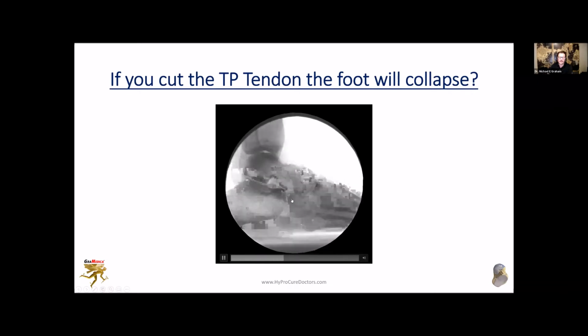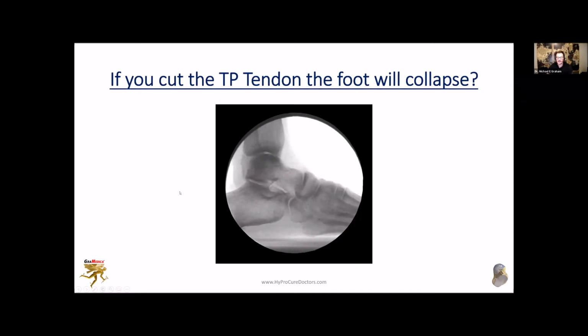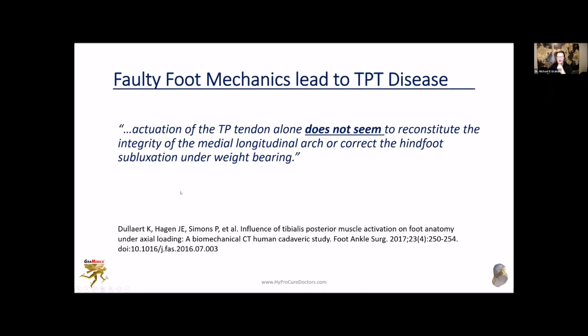So if we would just go in and cut the tibialis posterior tendon, that's going to have a negative effect, but it's not going to cause the talus to partially dislocate on the calcaneus, leading to a flat foot. Here's another paper too that was published in 2016 that showed that when you go in and repair the posterior tib tendon, it does not recreate the integrity of the medial longitudinal arch, so that the subtalar joint is still subluxing under weight bearing.